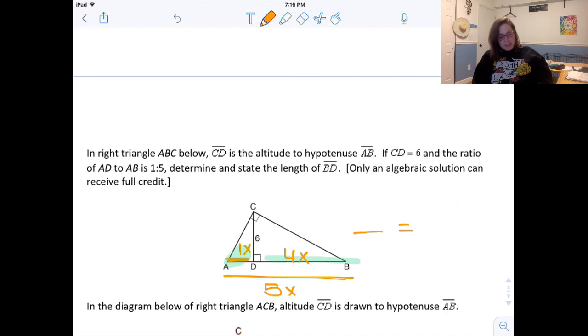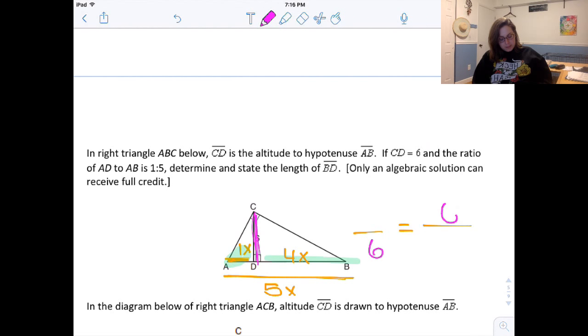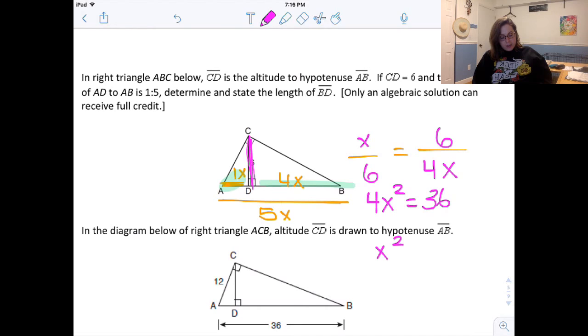And so now I'm going to set this up much the same way. My altitude is 6, so that will be the one that repeats. And then this will be 1x and 4x. So what I get here is 4x squared equals 36, which means x squared equals 9. Square root both sides, that means x equals 3. So I know x is 3.